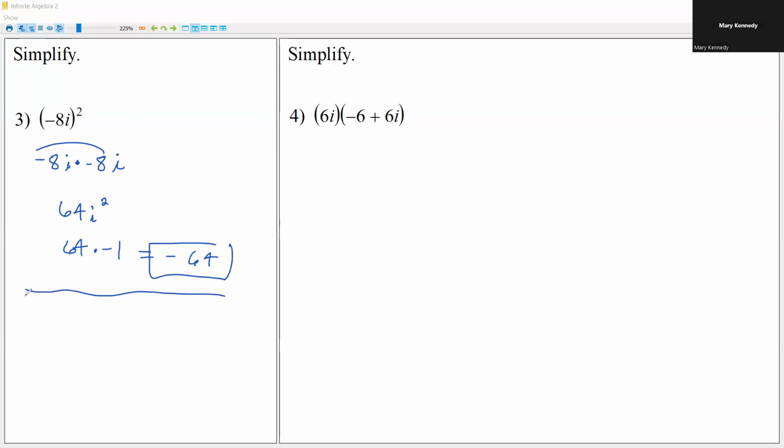That's why when I say if you've got 64i squared that you can mark it out and change the sign, that is why you can do that. It's because you're just multiplying by negative 1, which just changes the sign of the number.